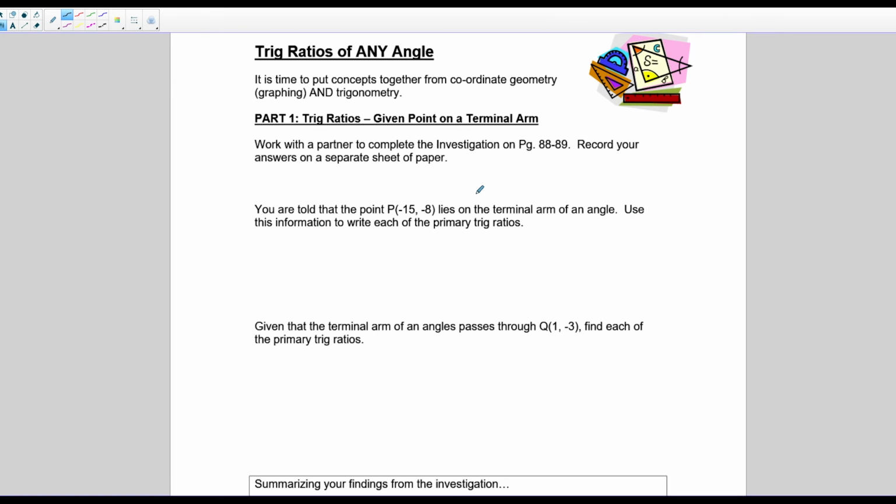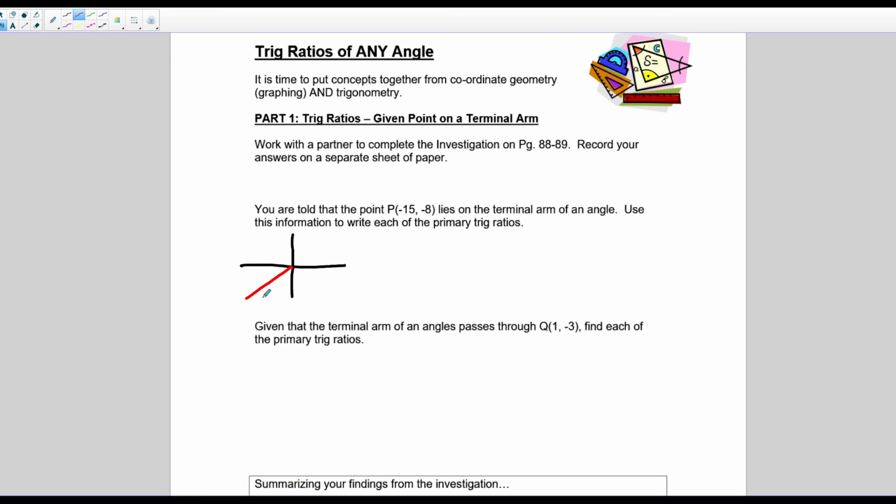What we're going to do now is put together everything that we've done so far and be able to figure out the trig ratios of any angle that's given to you. In our first question, we're told that the point -15, -8 lies on the terminal arm of an angle. We're going to use this information to write down each of the primary trig ratios. Let's go ahead and draw our terminal arm here, starting off with our plane.